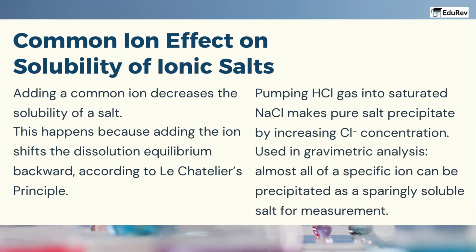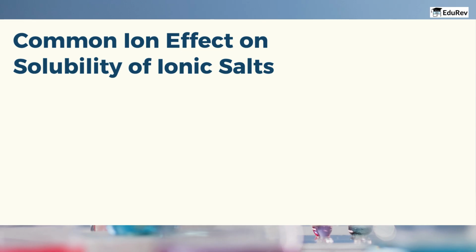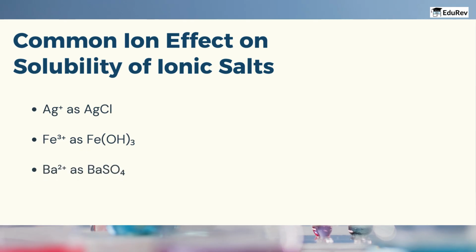This principle is used in gravimetric analysis, where specific ions are precipitated as sparingly soluble salts. Examples include silver ions as silver chloride, ferric ions as ferric hydroxide, barium ions as barium sulfate.